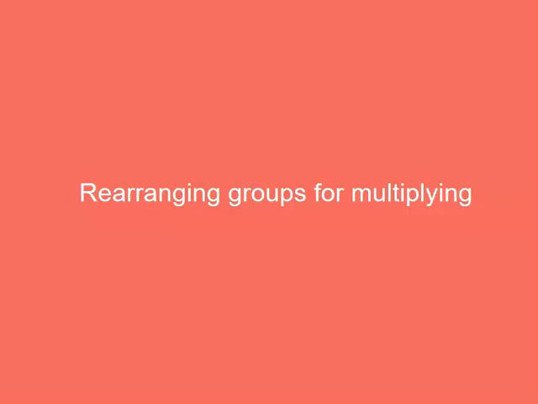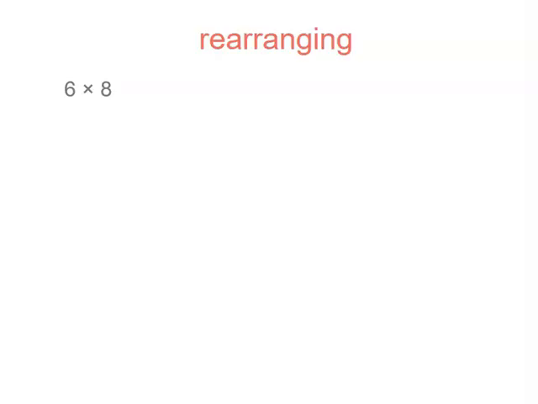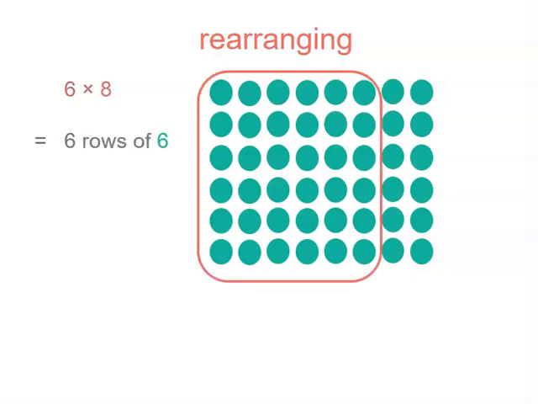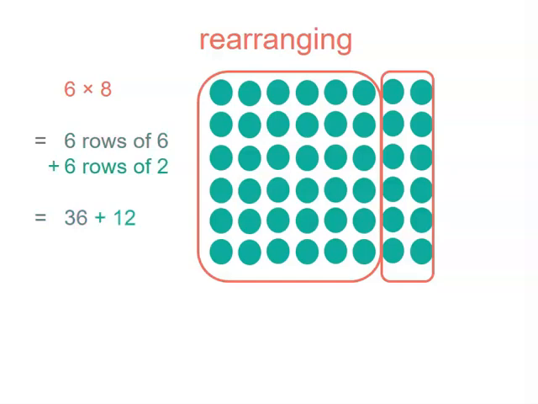Now, when we're multiplying using things like arrays to help us, we can actually rearrange those groups. Say we have 6 times 8, and we think of it as 6 rows of 8. What about if our row of 8 is thought of now as a row of 6 and a row of 2? We do have 6 rows of 8, but we also have 6 rows of 6 and 6 rows of 2. So I know that 6 6s are 36 and 6 2s are 12. So I've got 36 plus 12, which is 36 plus 10, 46, and 2 more is 48. So I took my row of 8 and broke it into 6 and 2.